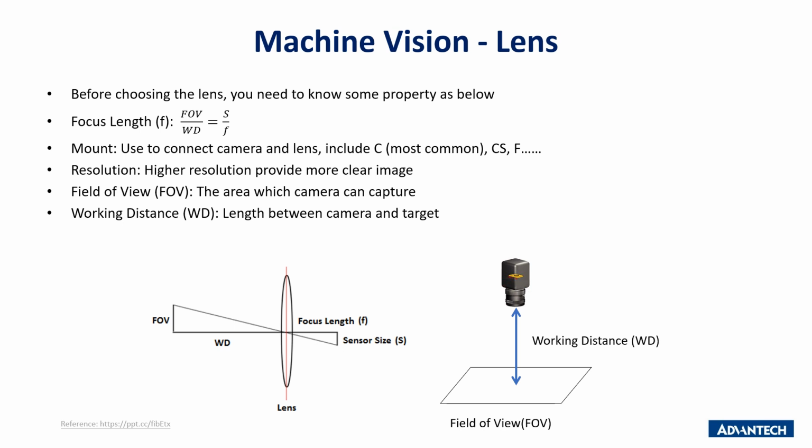WD means working distance. It is the distance between the camera and the target. And the sensor size can be checked from the camera's specification. On the next page, we will have one example to show you the relationship between these properties.